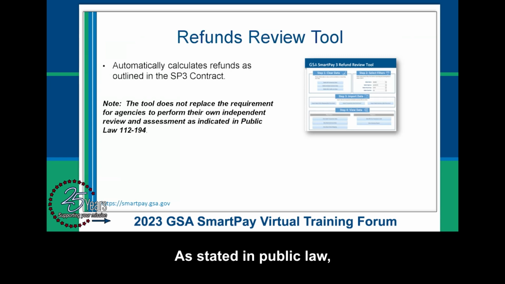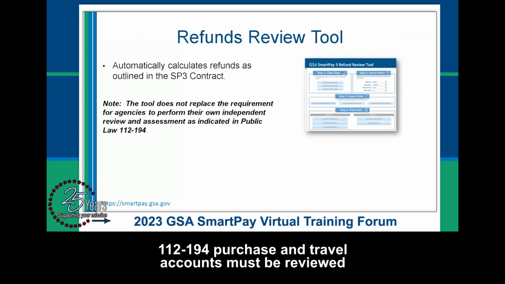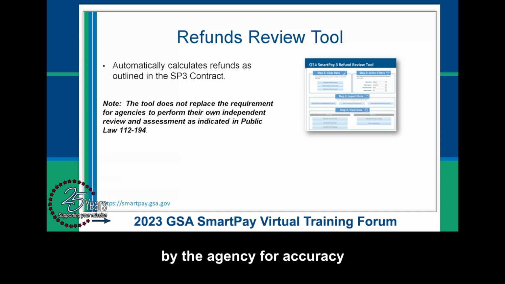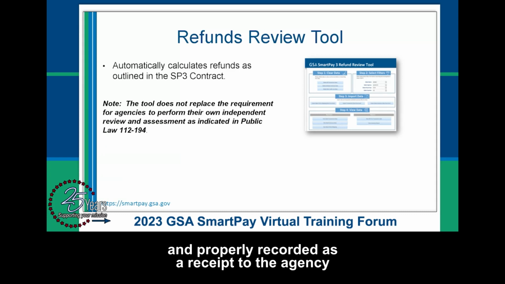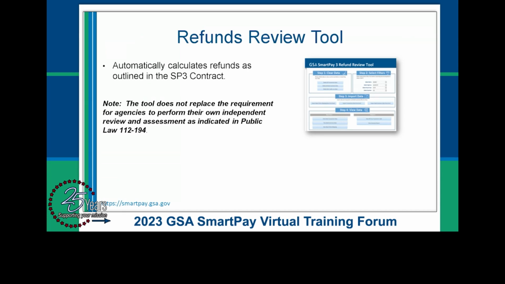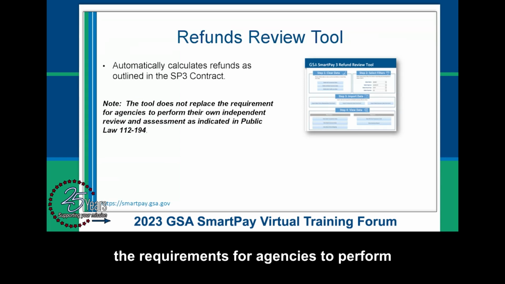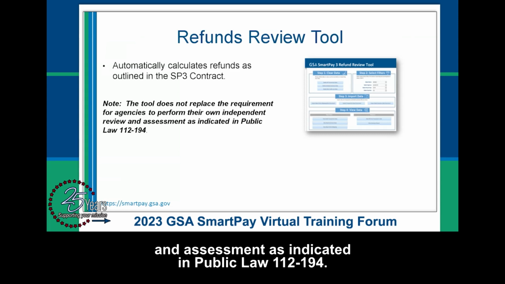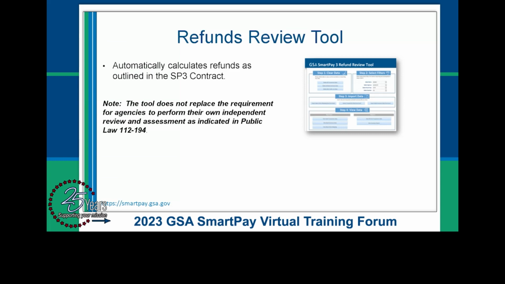As stated in Public Law 112-194, purchase and travel accounts must be reviewed by the agency for accuracy and properly recorded as a receipt to the agency that pays the monthly bill. Please note, this tool does not replace the requirements for agencies to perform their own independent review and assessment as indicated in Public Law 112-194.